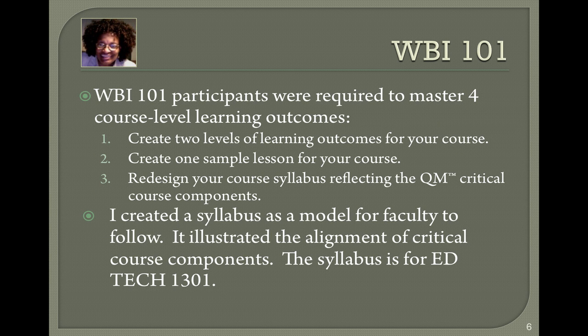WBI 101 participants were required to master 4 course-level learning outcomes, which were: number 1, create 2 levels of learning outcomes for your course. Number 2, create 1 sample lesson for your course. Number 3, redesign your course syllabus reflecting the QM critical course components. To facilitate this process, in the course, I created a syllabus as a model for faculty to follow. In my syllabus, I illustrated the alignment of the critical course components. The syllabus was for Ed Tech 1301.